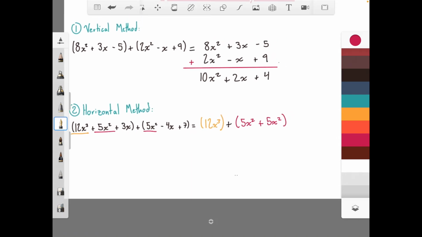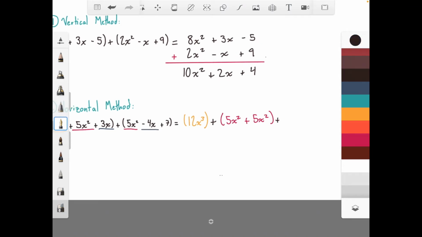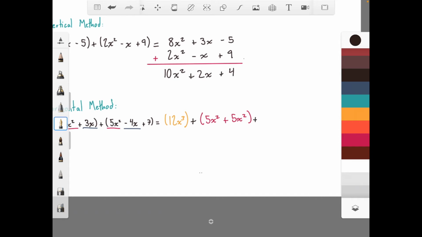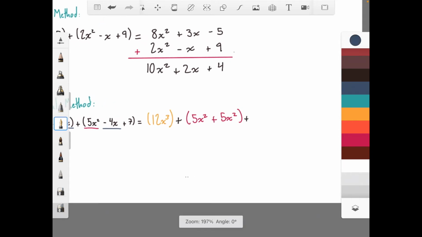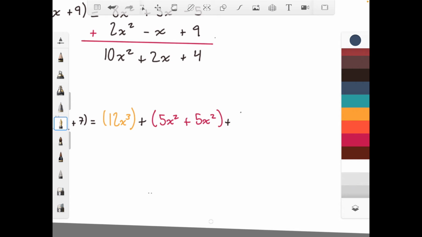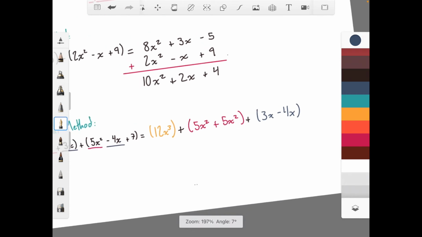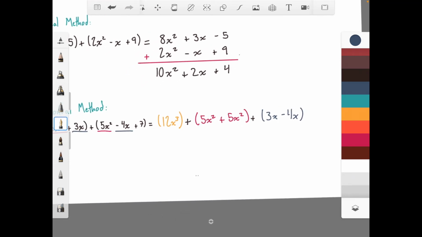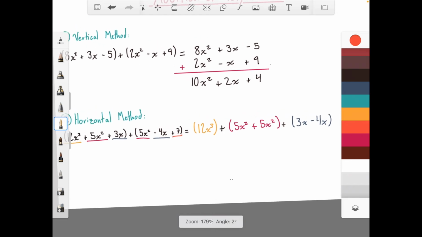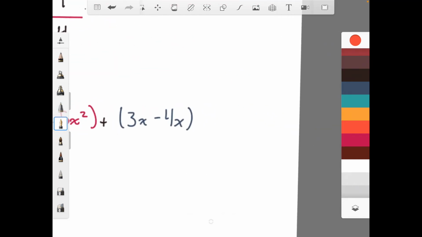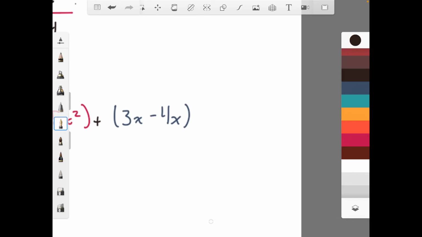Okay, now we're going to do the third one. We're going to use this blue to find the x's, okay? So here and here, and now we add them, so it's 3x minus 4x. Finally we have this 7 over here, and since there are no others that have the same variable or exponent, we just add it to the end, so plus 7.